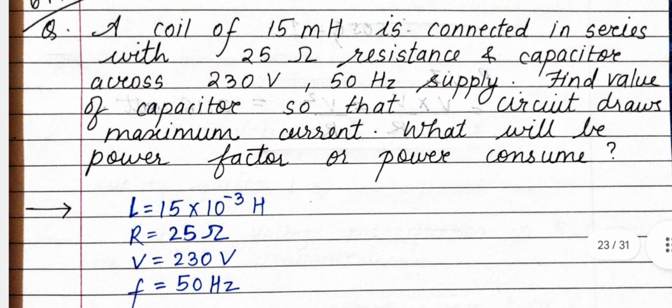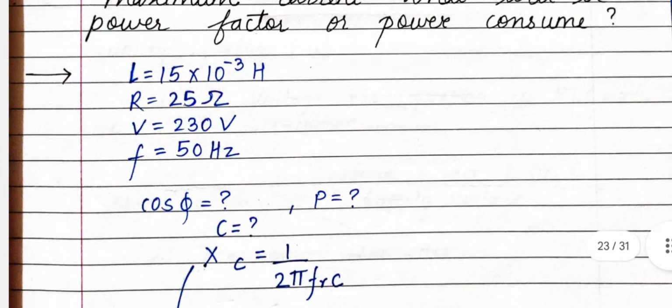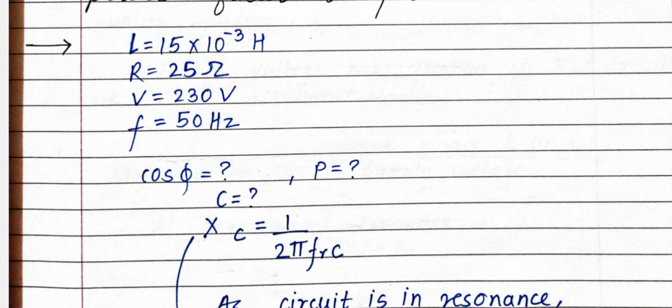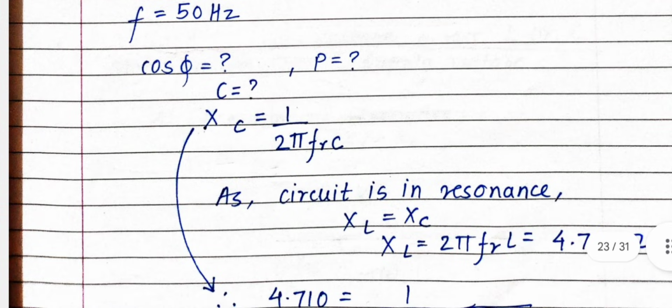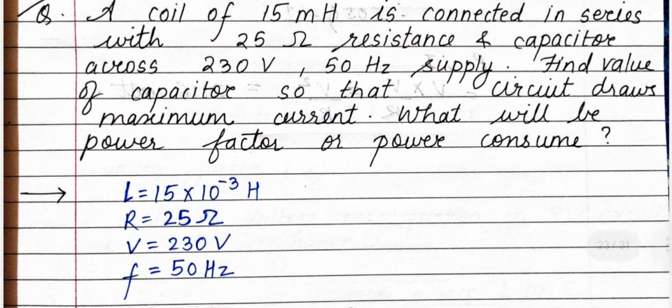Now I would like you to stop the video and try to do this numerical on your own, okay. The same formulas are there, and the new formulas you can refer from the RLC circuit derivation. Otherwise the solution I have given over here. What is the only concept here? XC, you have to write the formula as 1 upon 2 pi FC. Here it is not given as resonance, but what is given is that current draws maximum. So you have to consider it as a resonance circuit.